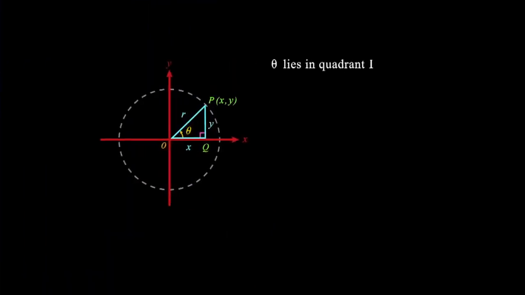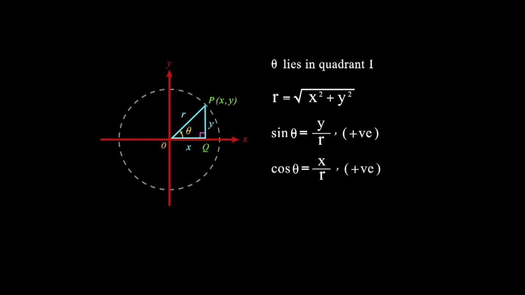Angle theta lies in the first quadrant. Triangle OPQ also lies in the first quadrant. X, Y is a coordinate of point P. R is the length of OP, that is the square root of x squared plus y squared. Consequently, sine theta is equal to y over r. Cosine theta is equal to x over r. And tangent theta is equal to y over x.